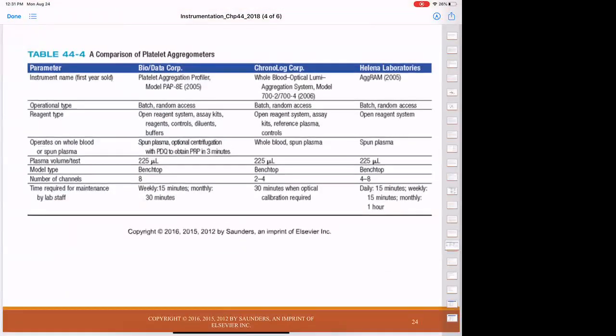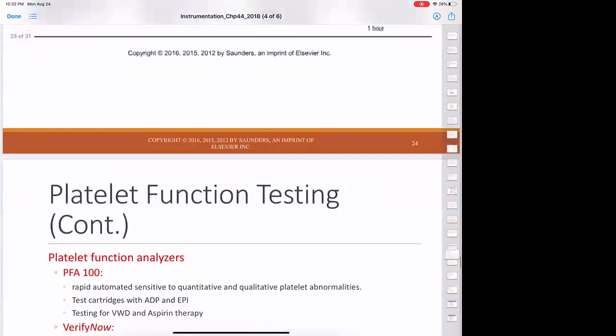Here, you'll see a table that shows you a comparison of different types of platelet aggregometers. You have the companies that make them, Biodata, Chronolog, and Helena Laboratories. The names of the aggregometry testing of the aggregometers, what kind of operation, the reagents that they need, whether they use whole blood or plasma, the volume that it takes, the model type, the number of channels, and the requirements for maintenance by the staff.